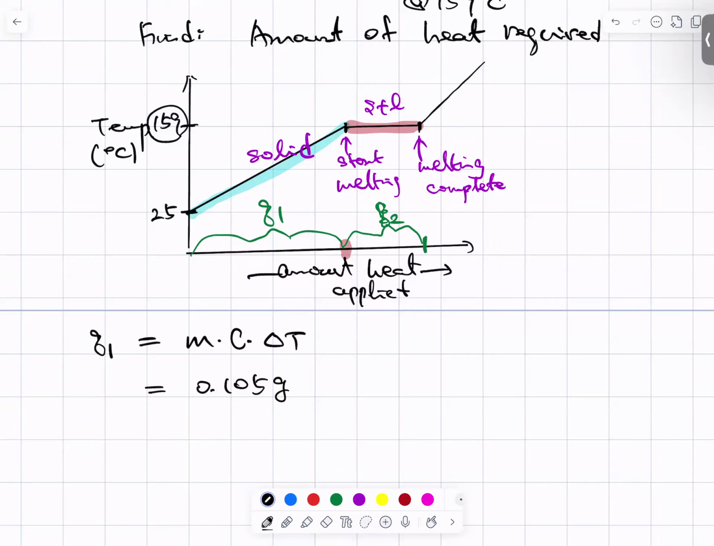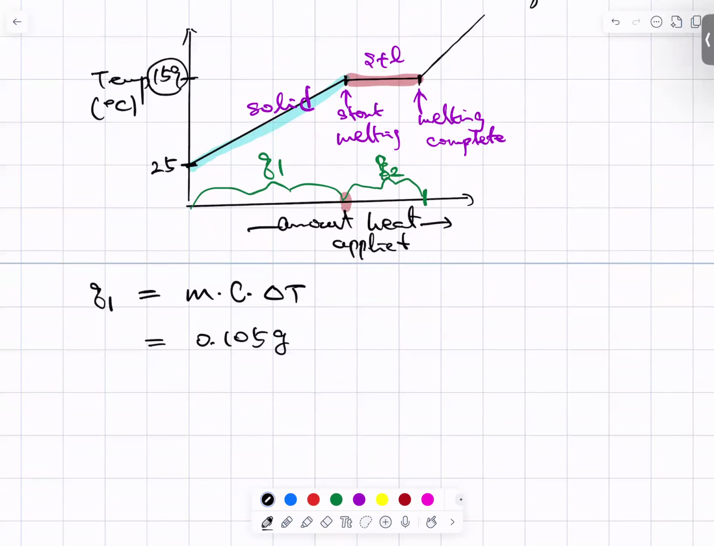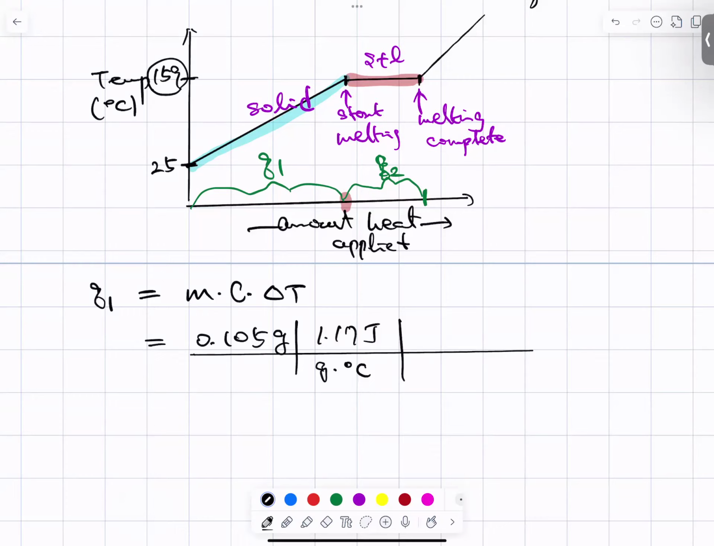So let me use a ruler to calculate this one. Okay. And then what is the specific heat? 1.17 joules per gram Celsius, given. So when you have 1 gram of salicylic acid, to raise the temperature 1 degree C it requires 1.17 joules of energy. And we need to calculate delta T. Delta T: we want to raise the temperature from 25 degrees C to a final of 159 degrees C.